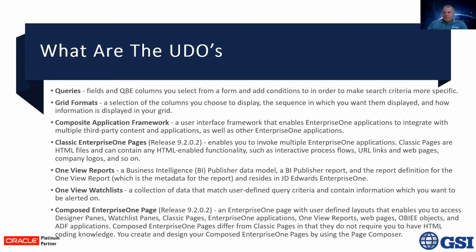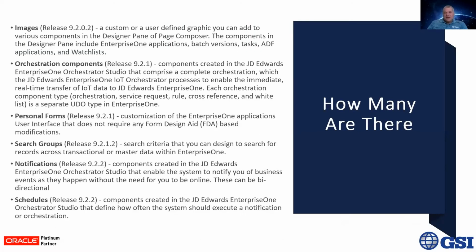Your grid formats, what's nice with those is now you can take a tab like order entry or some other input forms where you have multiple tabs across the top. Now you can change it and consolidate the tabs so you don't have to keep clicking out to a different tab. You can have it all on one tab. You have your Cafe One View reports, the watch list, all these other things. Images, Orchestrator, personal forms, right? You could turn around now and change the look and feel on your form.